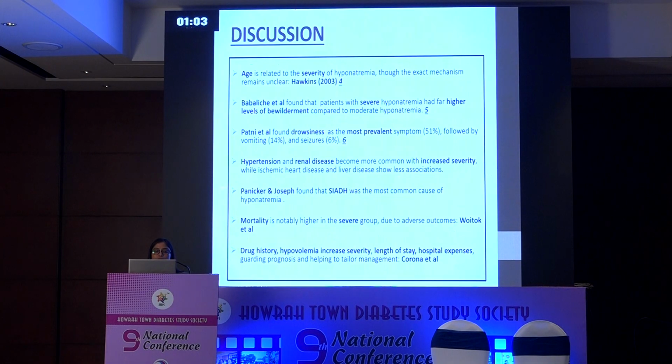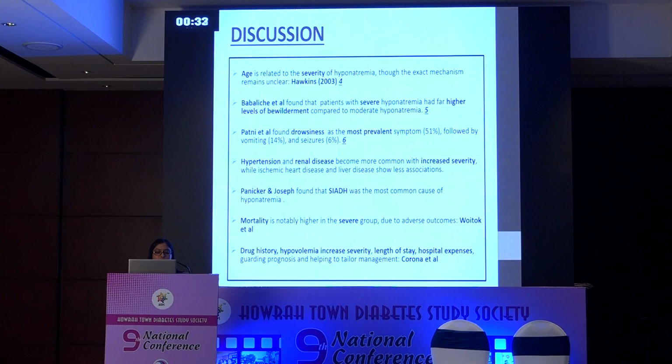Babelish et al. found that the patients with severe hyponatremia had higher levels of bewilderment. Patni et al. found drowsiness as the most prevalent symptom, around 51%. Hypertension and renal disease became more common with increased severity, while ischemic heart disease and liver disease show less association. Panikkar and Joseph found that SIADH was the most common cause. Wojtok et al. in their study found mortality was notably higher in the severe group due to adverse outcome.